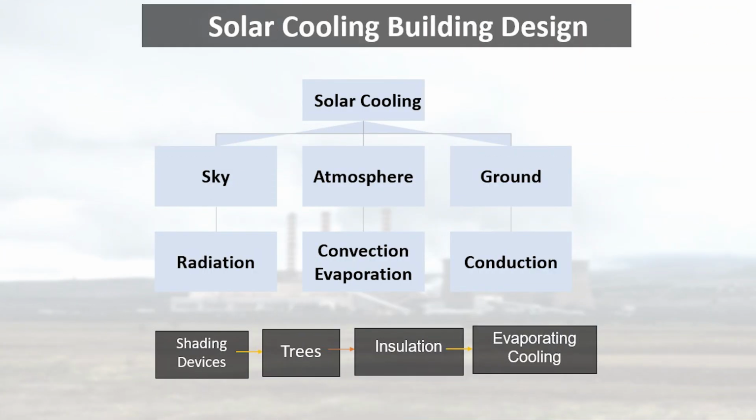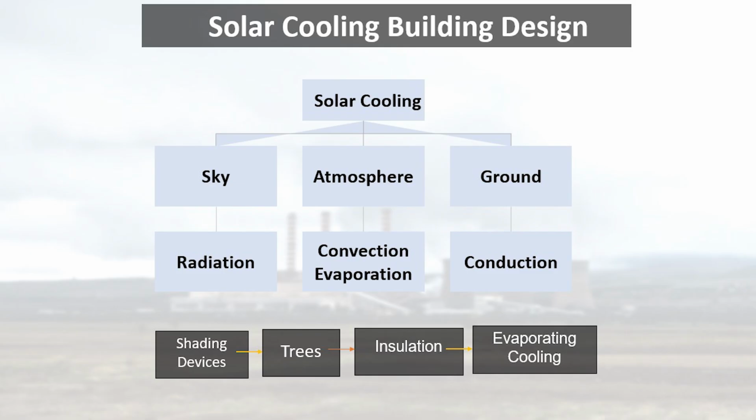If I talk about solar cooling, there are three different classifications. The first one is sky, the second one is atmosphere, and the third one is ground. For the sky, cooling can be obtained by radiation. For the atmosphere, convection and evaporation are required. For the ground, conduction is required.